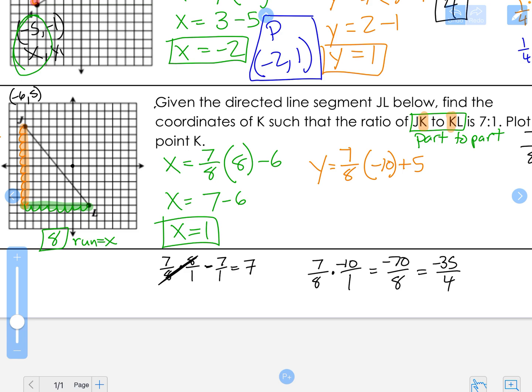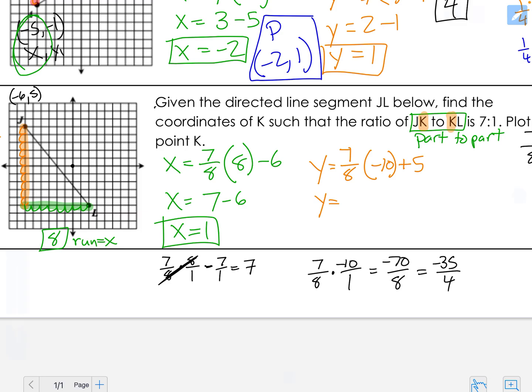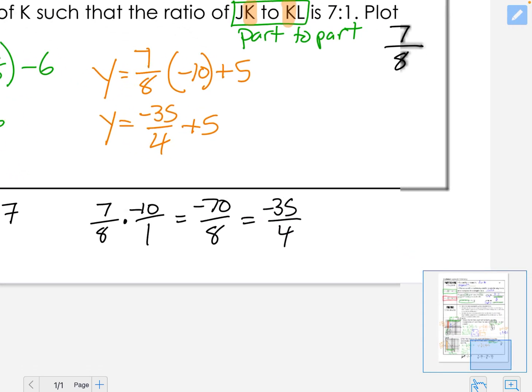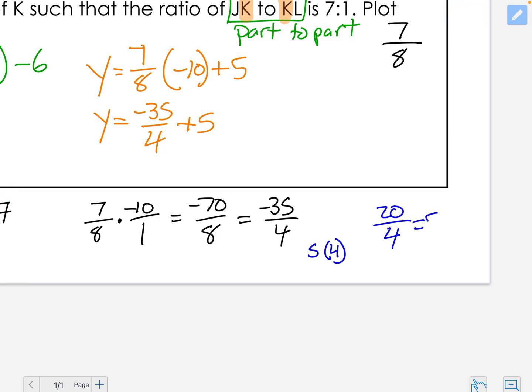35 I can divide by 7 or 5. But I cannot divide it by 4 and I cannot divide it by 2. So that's as simple as that is going to get. So y equals a -35/4 plus 5. So now let's remember a little bit more fraction math. If I have a whole number and I need to add it to a fraction, what I'm going to end up doing is I have to take that whole number and turn it into a fraction, which means I'm going to take 5 and multiply it times 4. So 5 times 4 is 20, and so 20/4 is the same thing as 5.